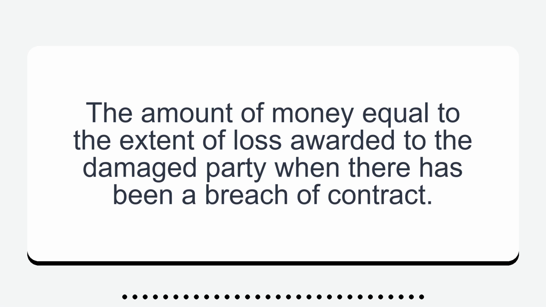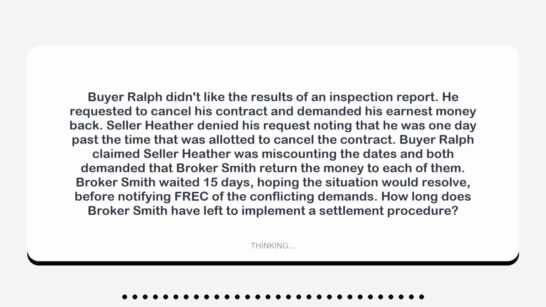Buyer Ralph didn't like the results of an inspection report. He requested to cancel his contract and demanded his earnest money back. Seller Heather denied his request, noting that he was 1 day past the time allotted to cancel the contract. Buyer Ralph claimed seller Heather was miscounting the dates, and both demanded that broker Smith return the money to each of them. Broker Smith waited 15 days, hoping the situation would resolve, before notifying FREC of the conflicting demands. How long does broker Smith have left to implement a settlement procedure? 15 days.